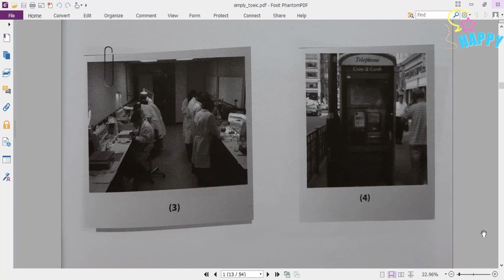Number 4. Look at the picture marked number 4 in your test book. A. The man is entering the telephone booth. B. The street light is currently on. C. The door is being opened. D. People are on the sidewalk.